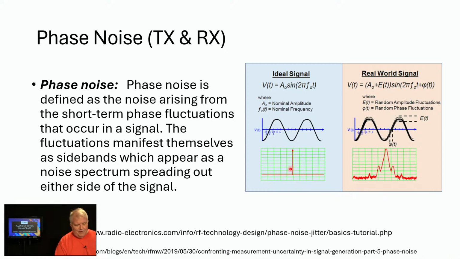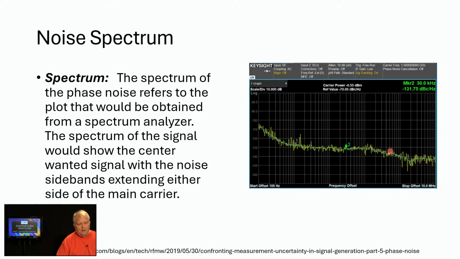So here's what you want. You want a single frequency, perfect sine wave. But when you get that fluctuation that we just saw with amplitude and phase, then you get a signal that looks more like this. It's got components on that frequency, but it's got these sidebands going out. That's phase noise. And above and below that center frequency, this is the noise spectrum of that signal, the spectrum that could be obtained using a spectrum analyzer that shows the noise.